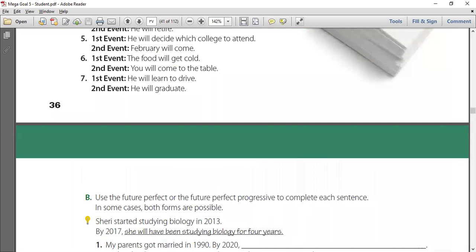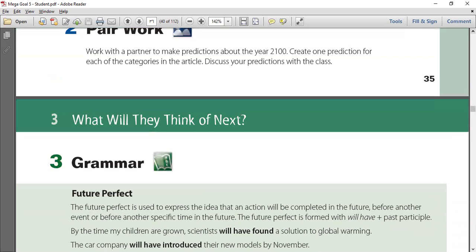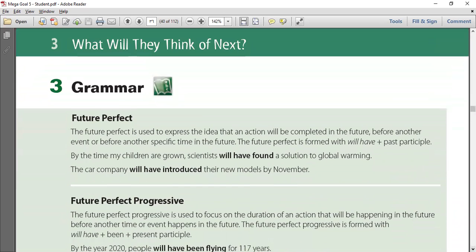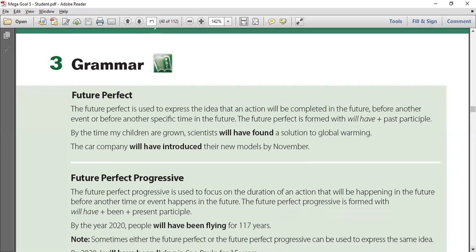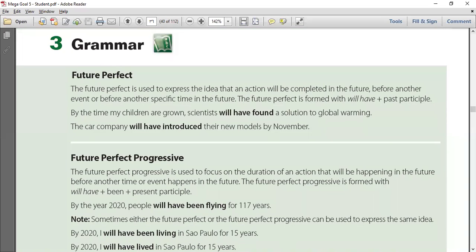Okay, so if you want to revise the grammar that he has mentioned, on page 36 in Unit 3, this whole grammar was talking about future perfect, future perfect progressive, and the future perfect with the dependent time clause. Now pay attention, please. As we said before, we use the future perfect with a verb that's going to be completed by another event or before another specific time in the future. So, for example, by the time my children are grown, scientists will have found a solution to global warming. So, both events are in the future.